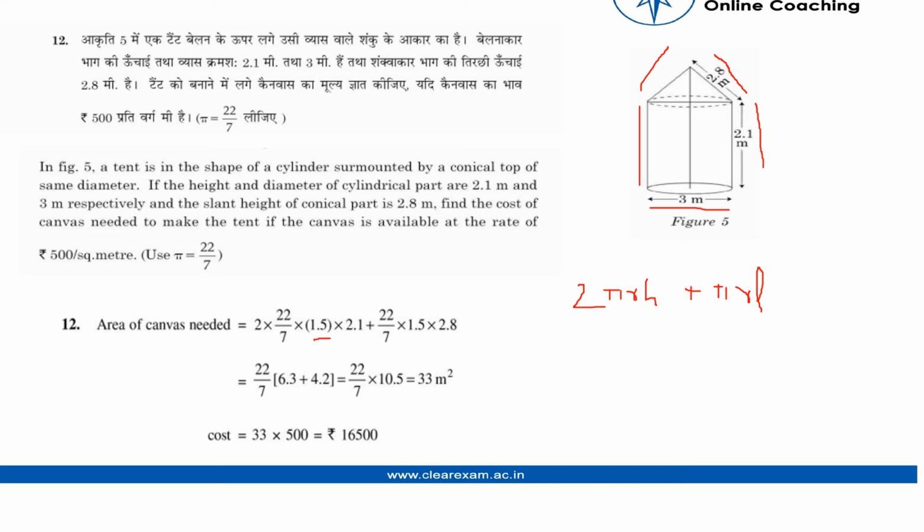and the height of the cylindrical part is 2.1. Similarly, for the cone the radius is 1.5 and the slant height is given as 2.8 meter. And if we solve this, then we get the area of canvas needed as 33 meter square. And if we want to find out the cost, we just need to multiply it with 500, which will give us the answer as 16500 rupees.